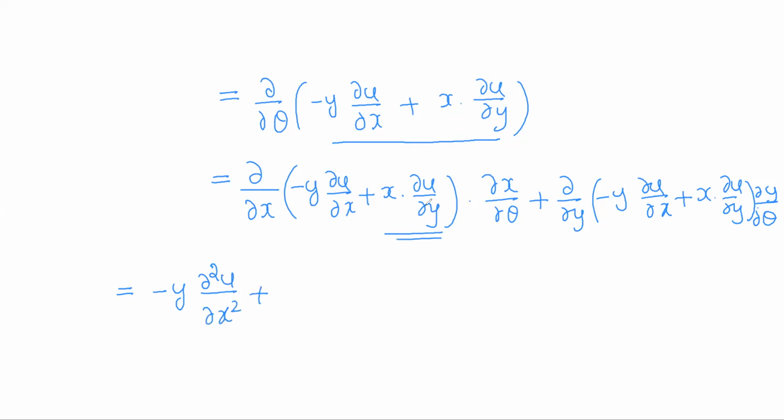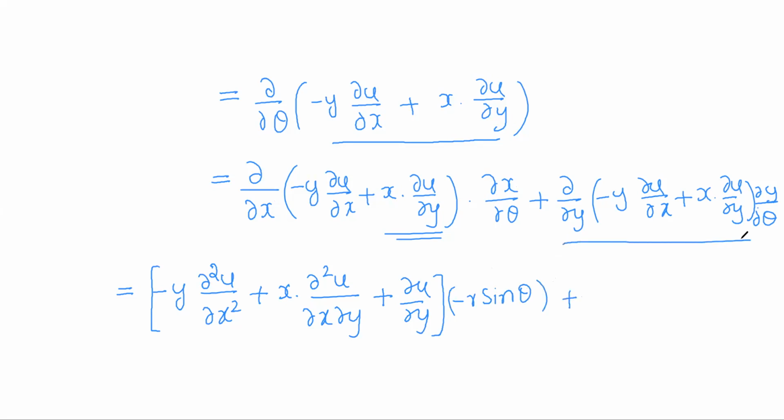Now the second term. There are two factors containing x, so I have to apply the product rule. So x as it is, differentiation of ∂u/∂y with respect to x, so it will be ∂²u/∂x∂y, plus ∂u/∂y as it is, differentiation of x with respect to x is 1. Which completes the first term, into ∂x/∂θ. Differentiation of x with respect to θ means it is minus r sin θ.